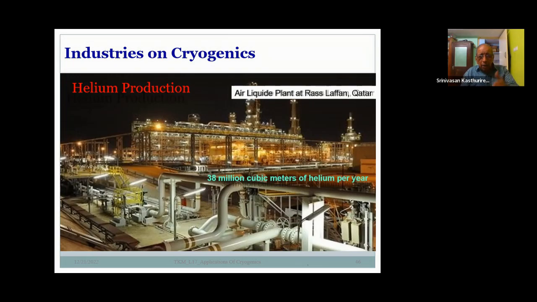The production plant shown here is the Air Liquide plant at a place called Ras Laffan in Qatar. What it produces is about 38 million cubic meters of helium per year. So you can imagine the quantity of helium that's being distributed. It's such a large quantity.